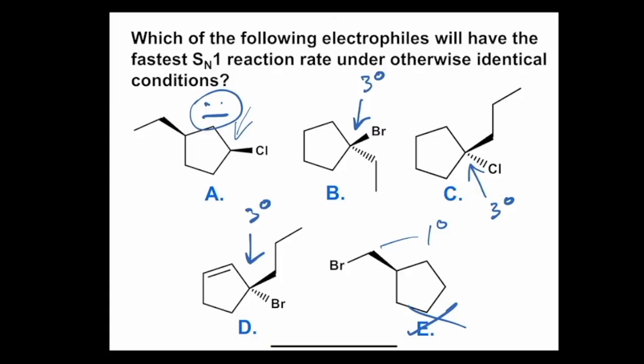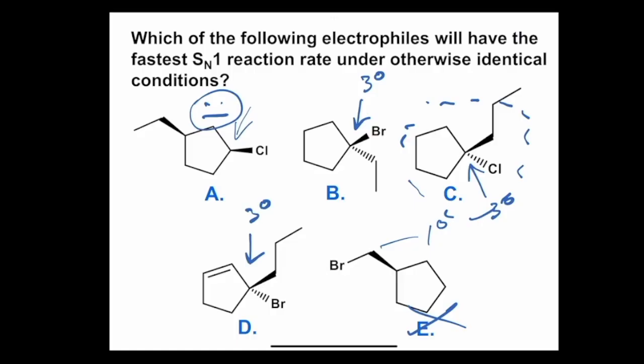So A is out and E is out. Of these three, give me one feature that lets you drop one of these. Give me one that you want to take off this list. Chloride? You mean in C? Like this one? Okay, so why are you removing it from your choice? Bromide is a better leaving group. Does everybody agree with that? What is a better leaving group, bromide or chloride? Bromide, right.